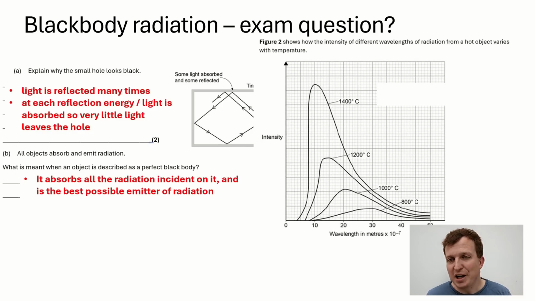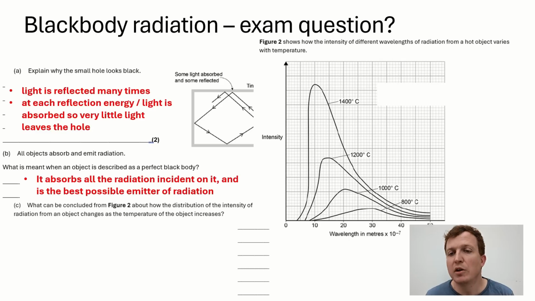Next question, we've got a quite interesting looking graph here, which shows how the intensity of different wavelengths from a hot object varies with temperature. You might find a graph similar to this in revision guides. You do not need to memorize it, but if it comes up in an exam question, it helps that you're familiar with it. So a question might ask, what can be concluded from this graph about how the distribution of the intensity of radiation from an object changes as the temperature increases? Essentially, at different temperatures, how does the intensity vary? Classic sort of graph question.